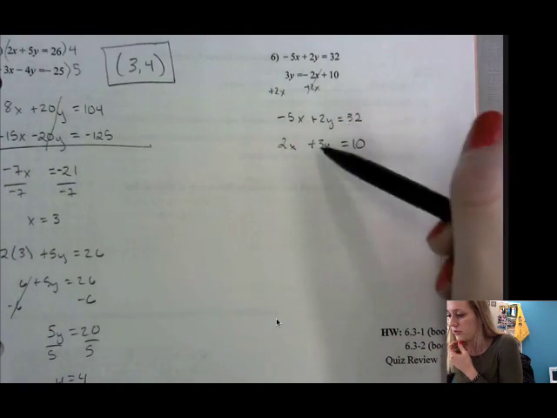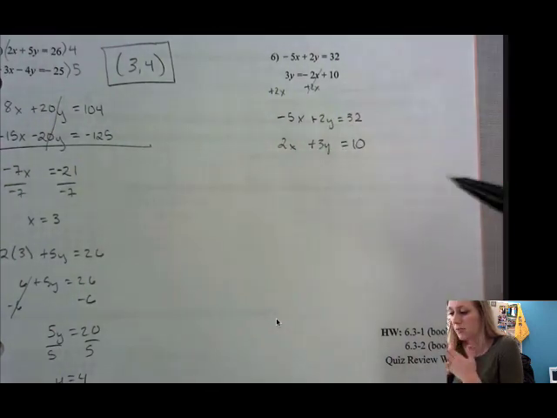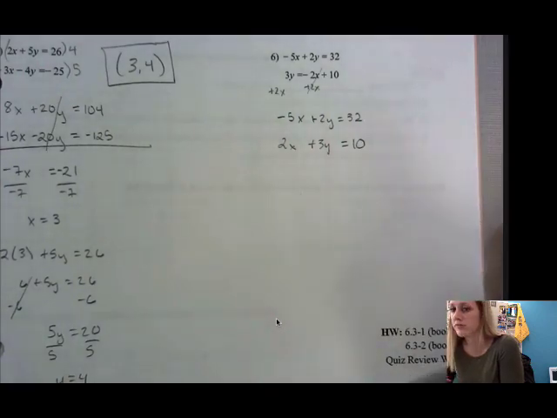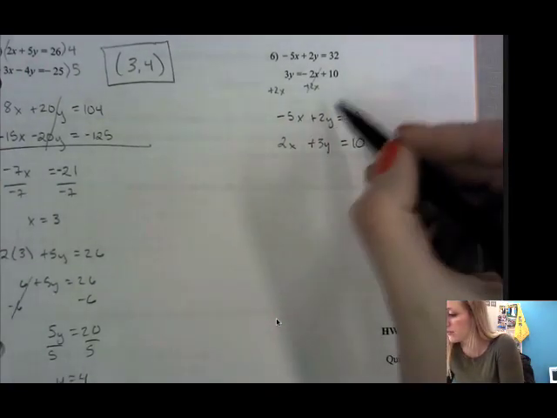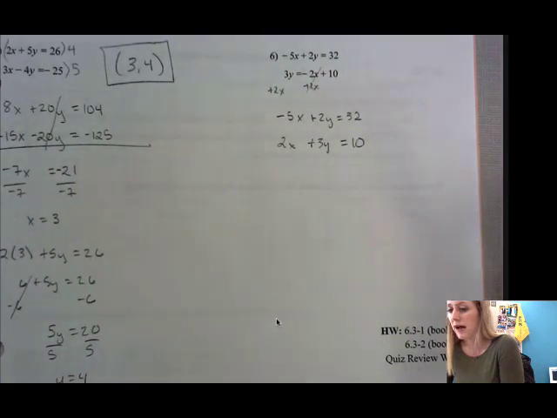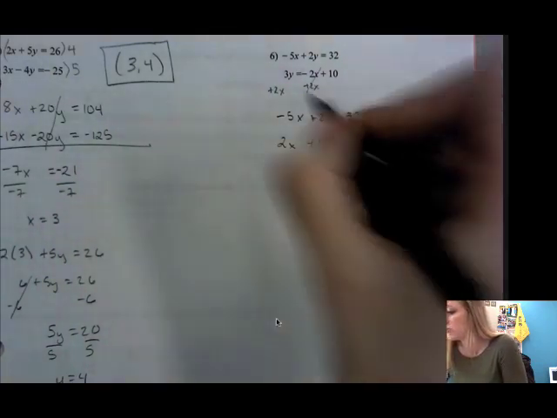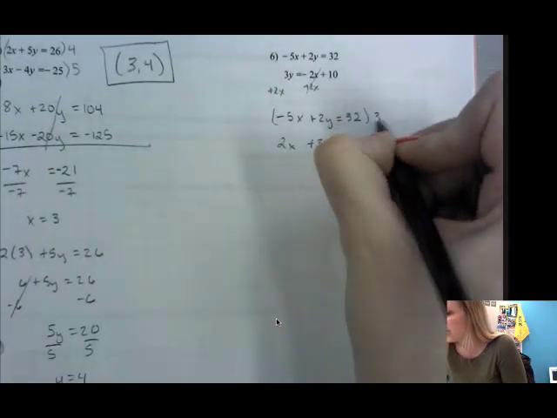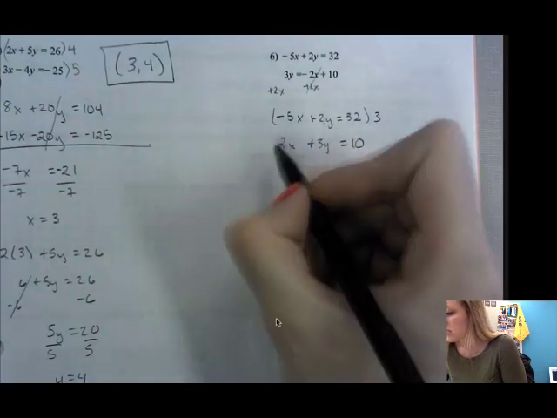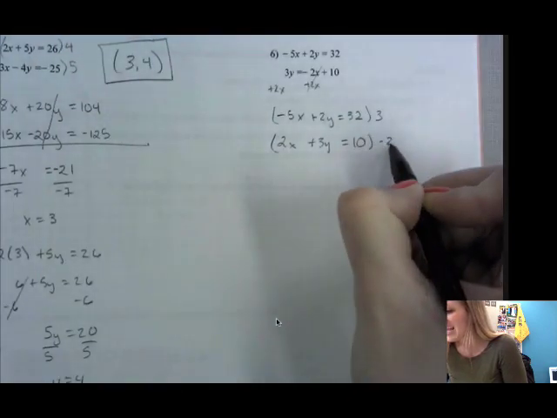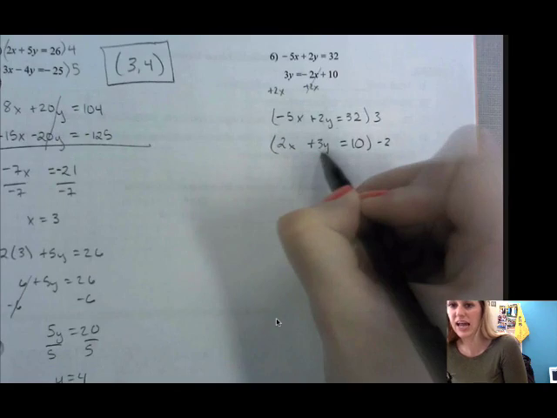So 2 and 3. So I need something that they both go into. So 6 would be a good one, but I need one to be positive and one to be negative. Doesn't matter which one you decide. So let's say I want the top to be positive and the bottom to be negative. So I'm going to multiply this by 3. So that will give me a positive 6. But this one I'm going to multiply by negative 2 because that'll give me a negative 6 for the y there.